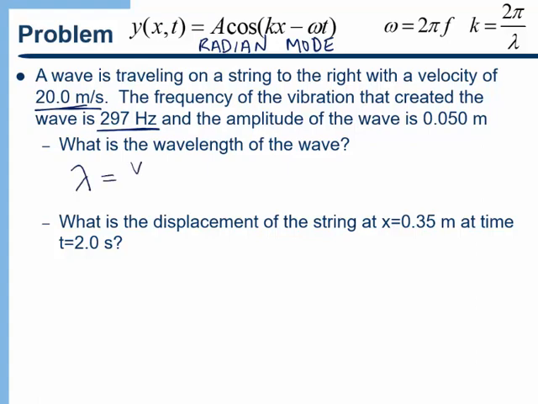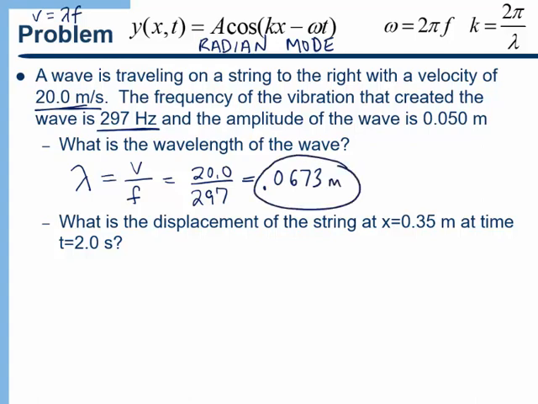Wavelength is velocity divided by frequency, since we know that velocity is wavelength times frequency. And therefore we get 20.0 divided by 297. Notice that both of those values have 3 sig figs, and so we get 0.0673 meters for the wavelength.